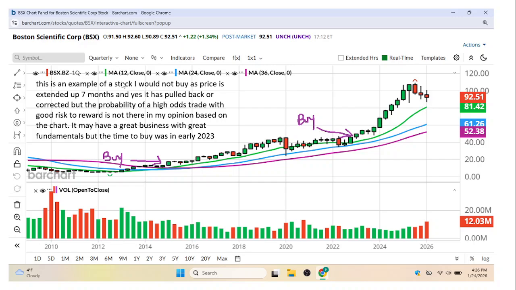So this is an example of a stock I would not buy at this time, as price has extended up over 7 months, and yes, it has pulled back or corrected through price and time, but the probability of a high odds trade or investment with a good risk reward is not there, in my opinion, based on this chart. It may have a great business with great fundamentals, but the time to buy was in early 2003, right in here after this base, or even earlier back in 2015, right here as it broke out from this base.